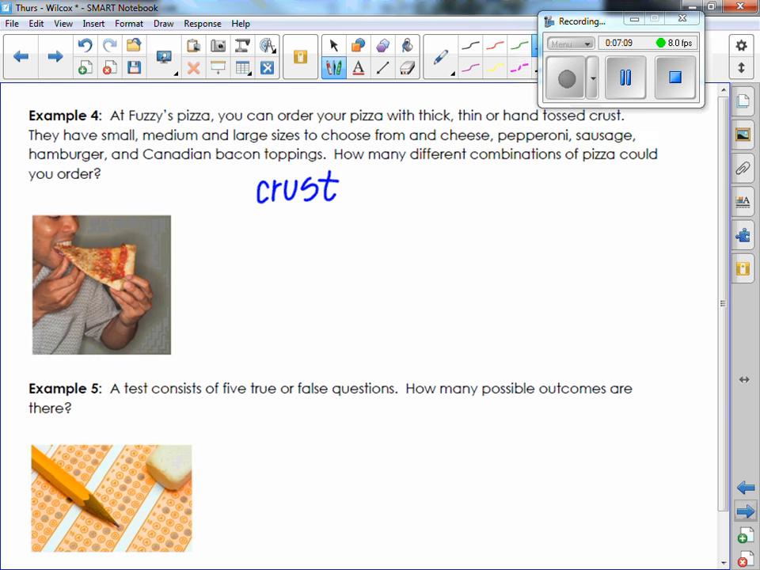And there we have thick, thin, or hand-tossed. We have 3 options. Then for our size, we have to pick what size pizza we want. Small, medium, and large. Again, 3 choices. Then for our toppings, assuming we're just going to have a one-topping pizza, we can choose either cheese, pepperoni, sausage, hamburger, or Canadian bacon. So on toppings, we have 5 choices that we can choose from.